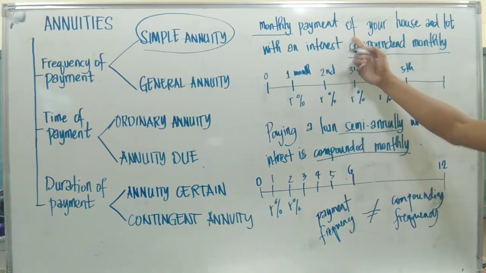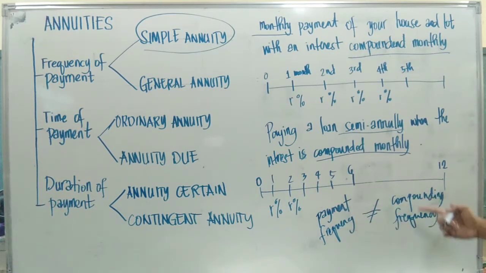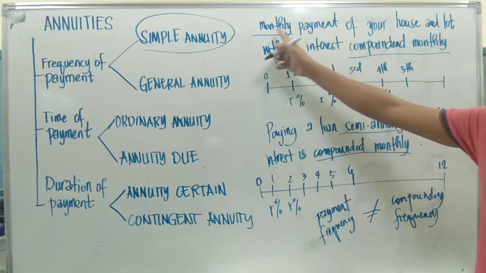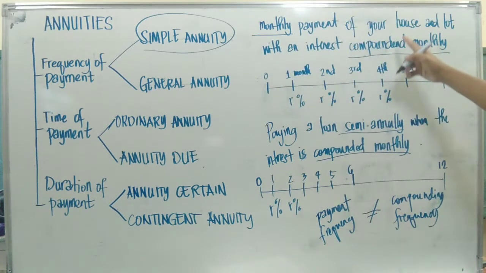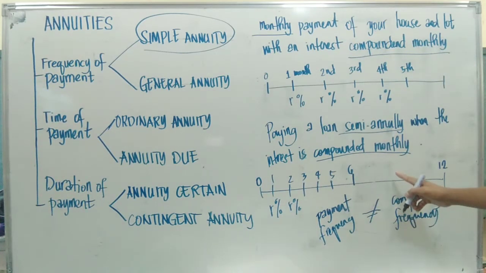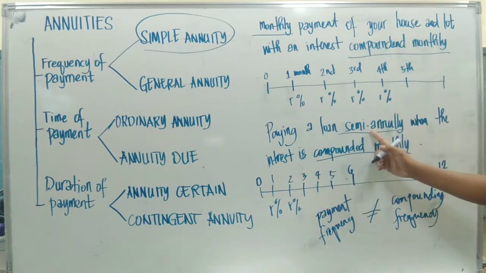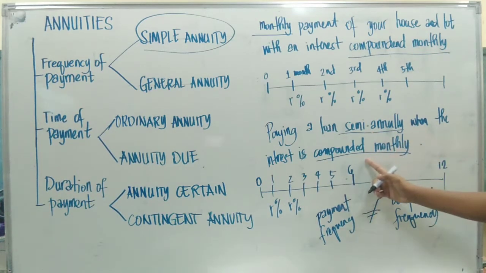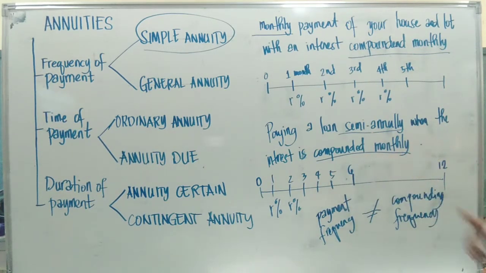On your simple annuity, the payment frequency is equal to the compounding frequency. While on your general annuity, the payment frequency is not equal to the compounding frequency. Okay? Again, going back to our example, you are paying monthly and the interest is compounded monthly. The same. General annuity, you are paying semi-annually, but the interest is compounded monthly. Okay?